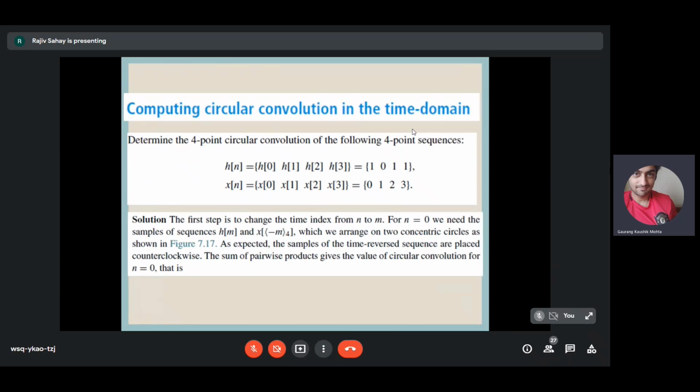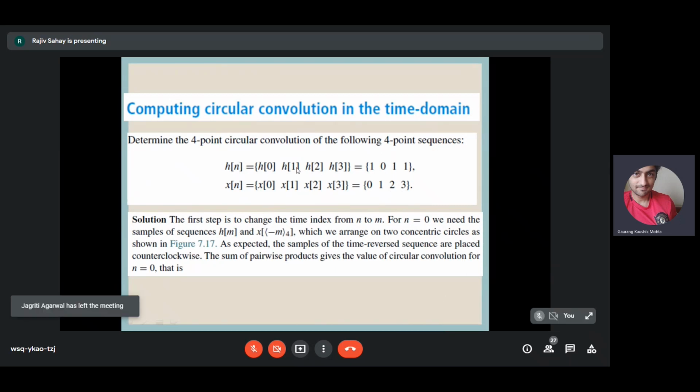Then let me come to the final topic for today, which is circular convolution. So we have already seen that the inverse DFT of the product of the DFT coefficients X[k] and H[k] is y of n, where y of n is given as the circular convolution of h of n with x of n. So let us do a small example to clear up the ideas. We are supposed to determine the 4-point circular convolution of the following 4-point sequences. So we have h of n, given as h of 0, h of 1, h of 2, h of 3, as 1, 0, 1, 1. And x of n is again a 4-point sequence: 0, 1, 2, 3.